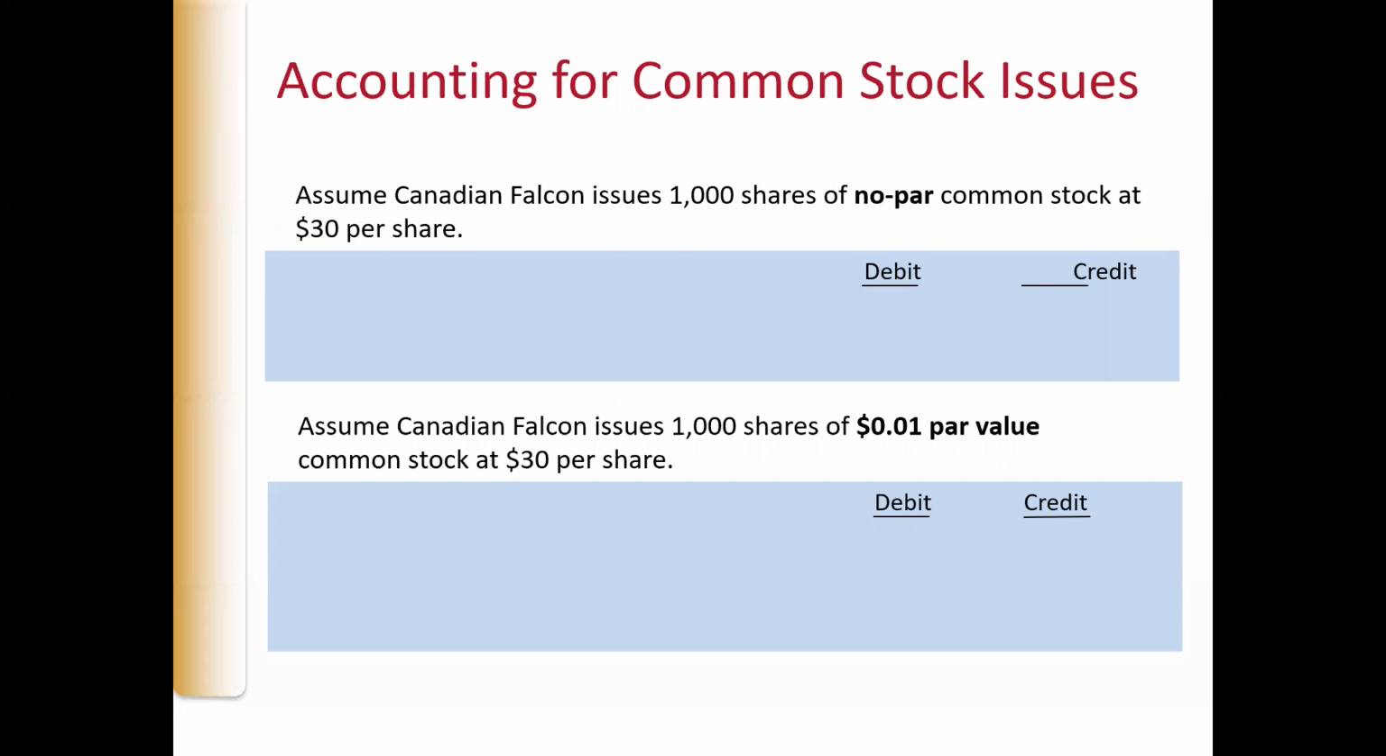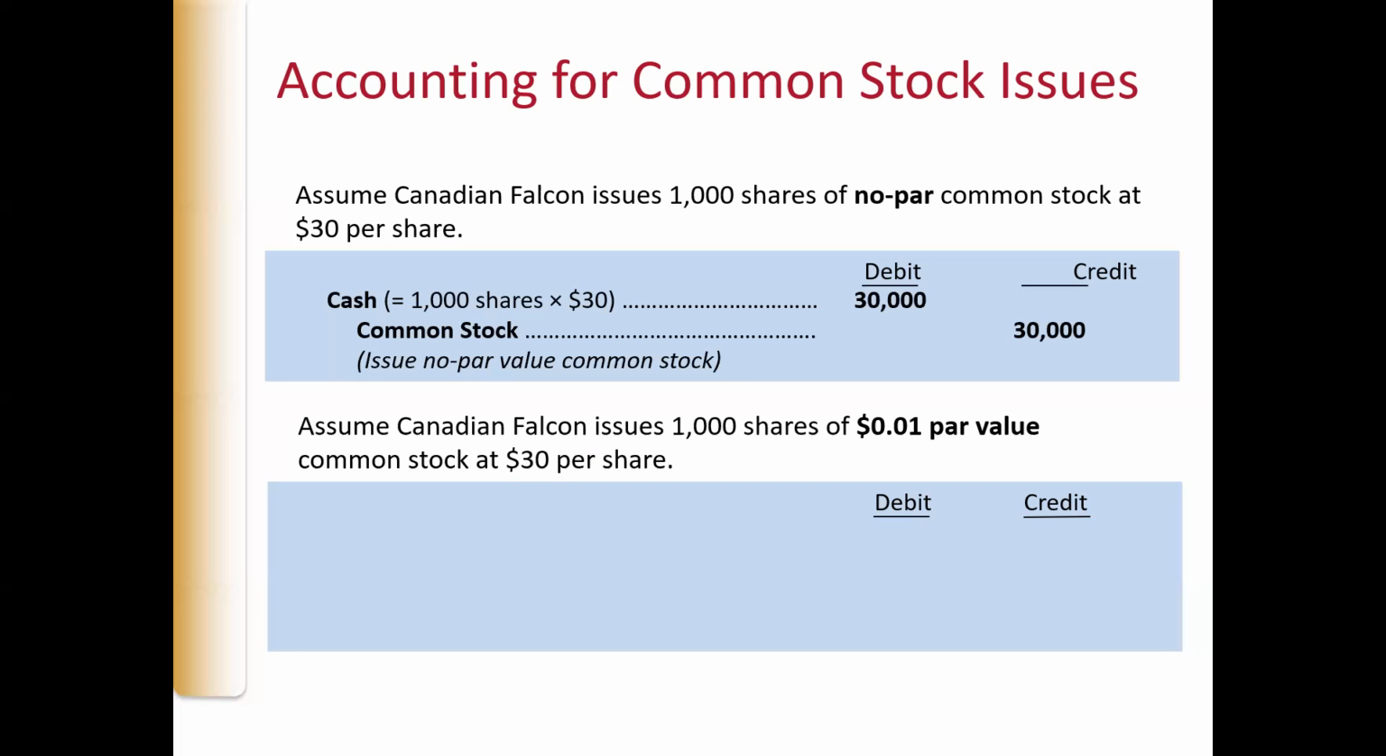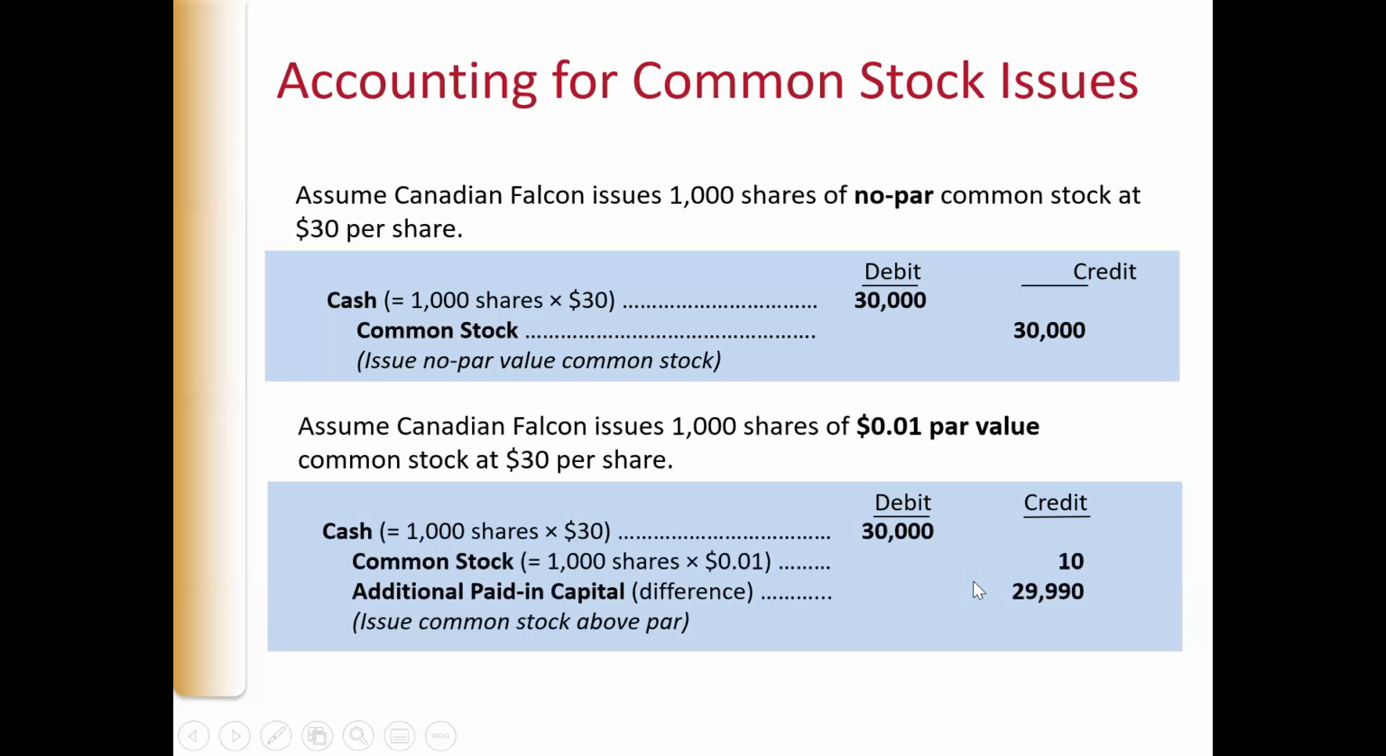So in this example, we see Canadian Falcon issues 1,000 shares of no par common stock at $30 a share. So we're going to debit our cash and we'll credit our common stock. However, if a company has a par value, we're going to record it a little differently. We only show in common stock the portion of par value, and the excess goes into additional paid-in capital.